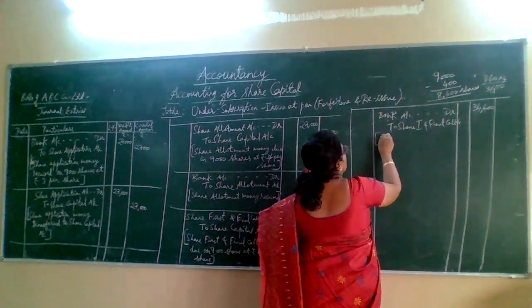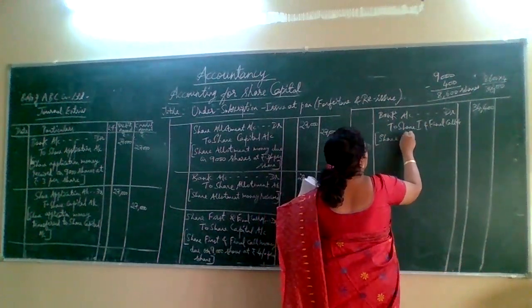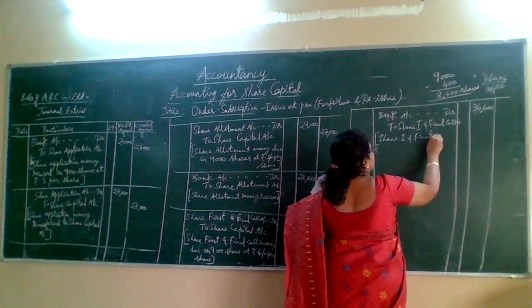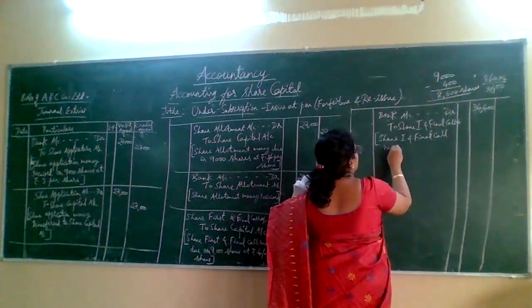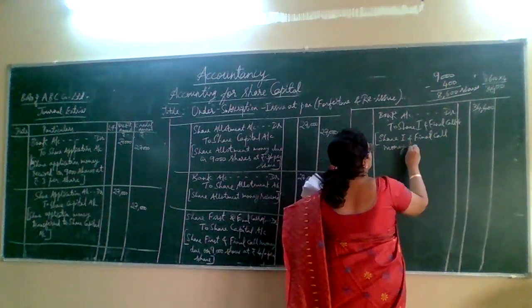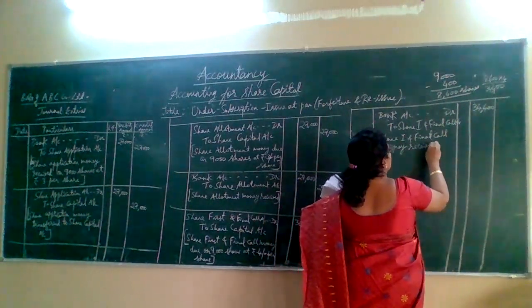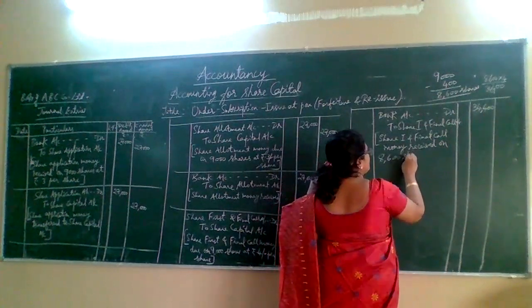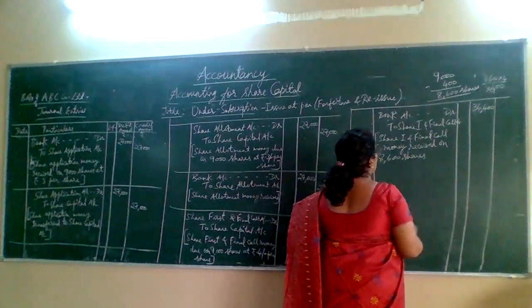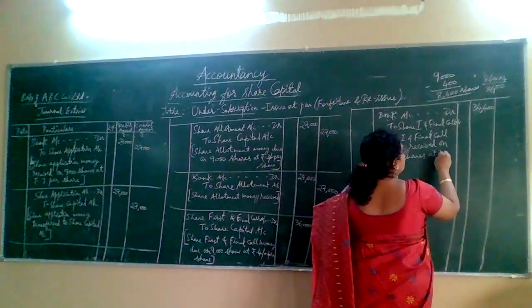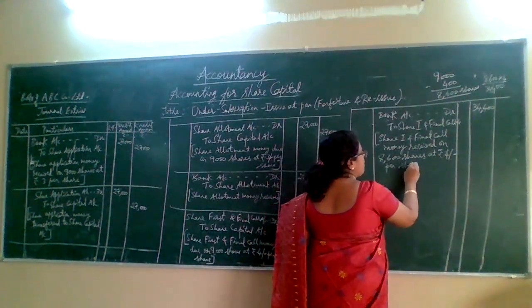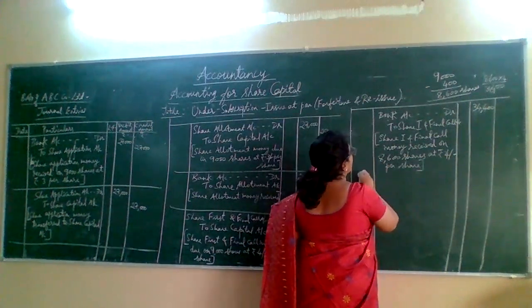Narration: share first and final call money received on 8,600 shares at rupees 4 per share.